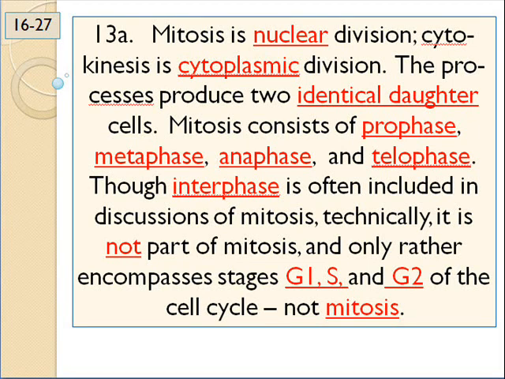But what we're doing here is just looking at how a cell propagates itself. It must do mitosis first. It must do cytokinesis next. That will give you two brand new cells. I mentioned these.